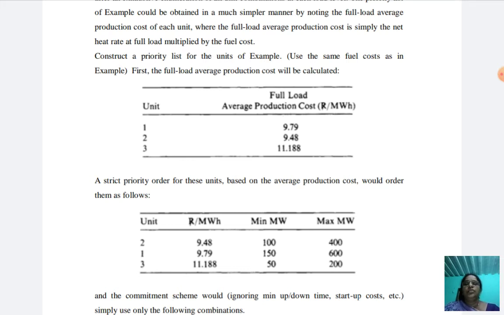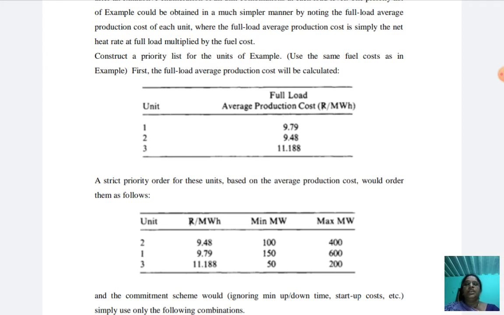So unit 2 has the least average production cost, then unit 1, then unit 3. Now we arrange the order: 2, 1, 3, that is 9.48, 9.79, 11.188. Unit 2 minimum load is 100 and maximum load is 400. Unit 1 minimum load is 150, maximum load is 600. Similarly, unit 3 minimum load is 50, maximum load is 200.